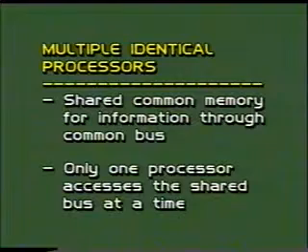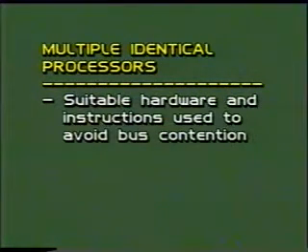The sharing of common memory takes place through a common bus. As a result, at a time, only one processor has access to the shared bus. To avoid bus contention and facilitate inter-process communication, external bus arbiter hardware along with special purpose instructions have been made available in most of these 16-bit microprocessors.